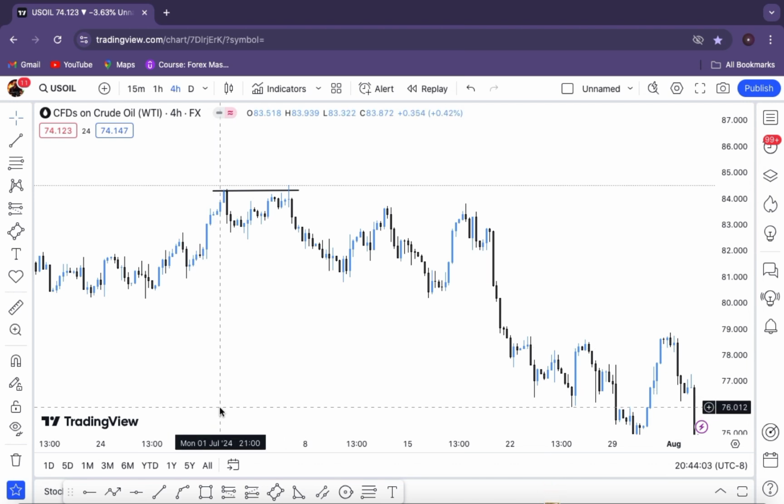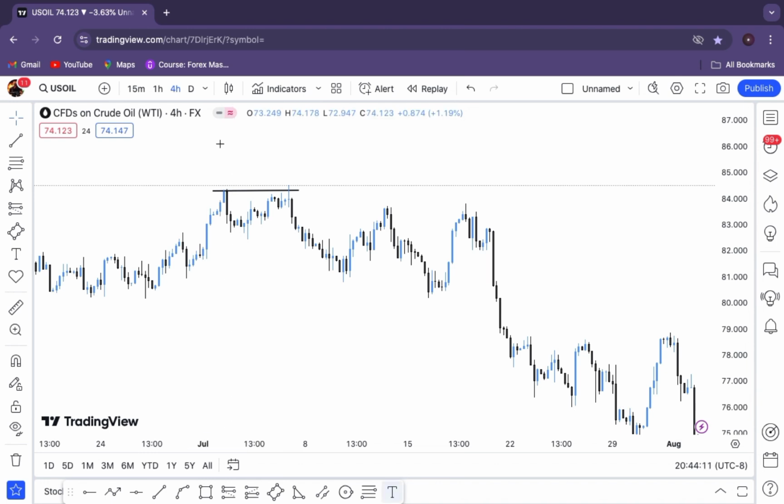You need to master a particular time frame. This doesn't mean that if I want to take my trade on a lower time frame, I can't. I can also do it, but I'm just very comfortable with the 4-hour time frame. So around here, your entry would have been here.